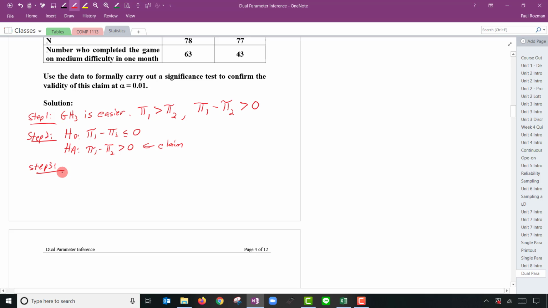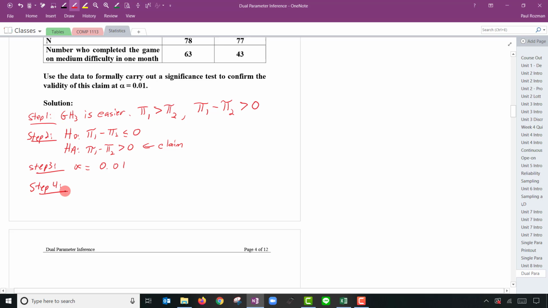Step 3. Set your significance level. They told us to do it at 0.01. The reason for that is 0.05 is too easy. We know that the critical value, we're so used to using our 1.96, it's good to shake it up a little bit.